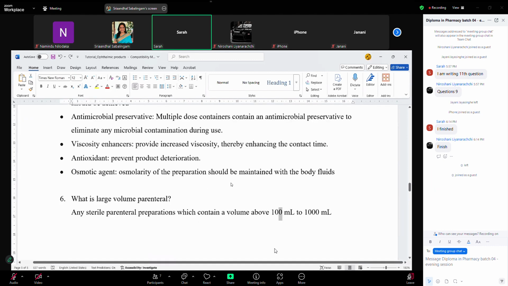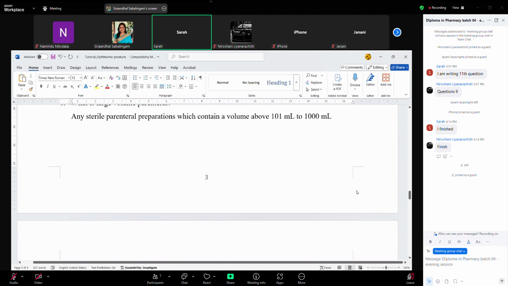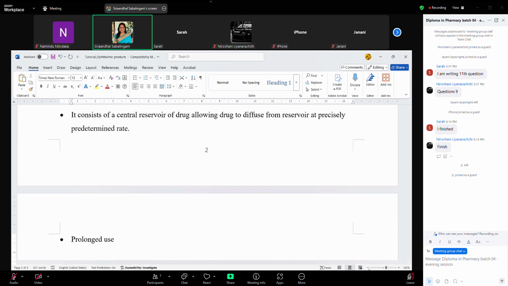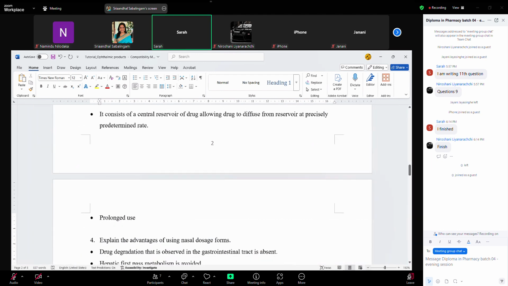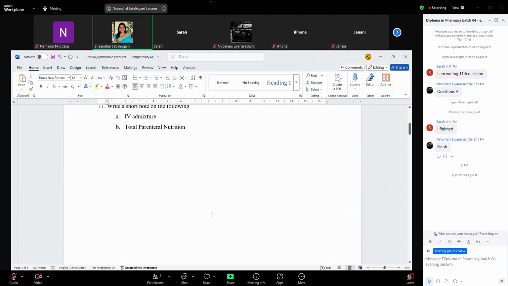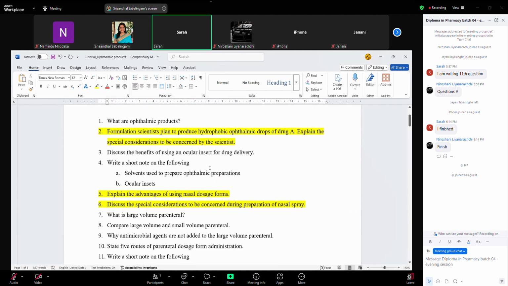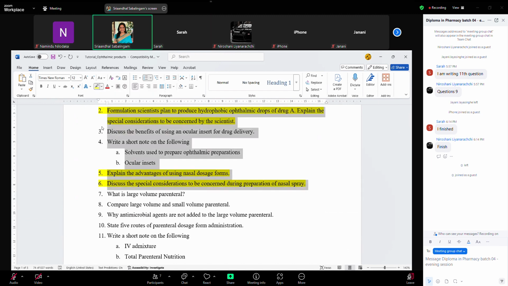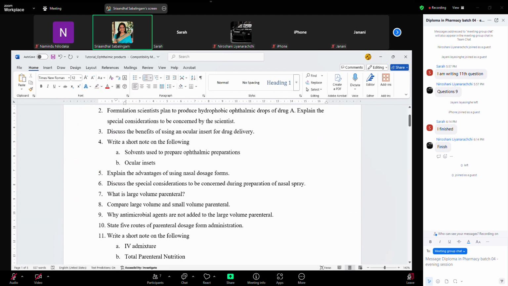What are ocular inserts? That question. I have already discussed it. Yes, but I checked, it's in your presentation, right? Do you all want me to explain again? Briefly, not the benefits. What exactly is an ocular insert?